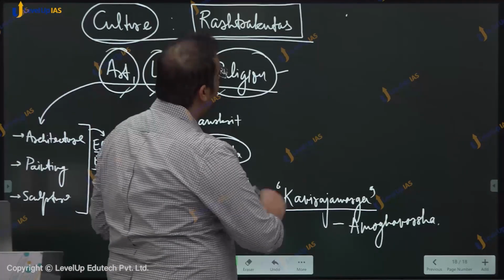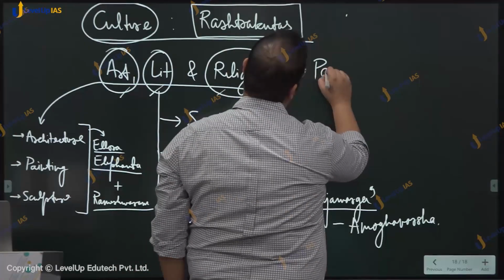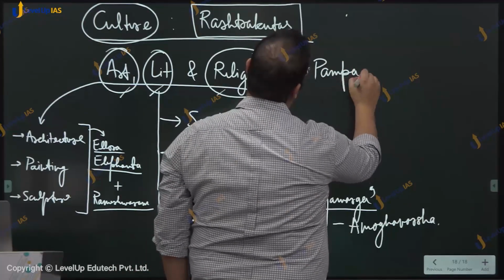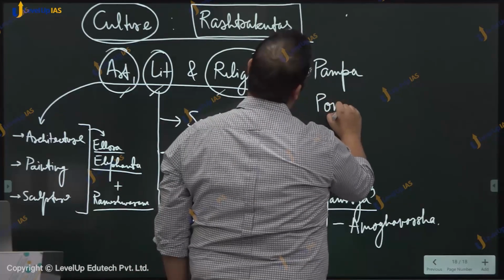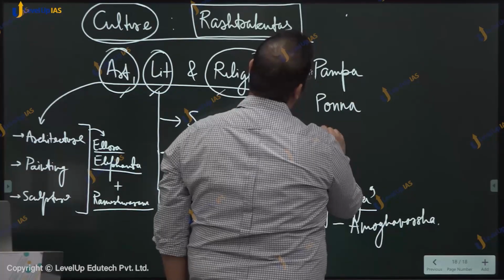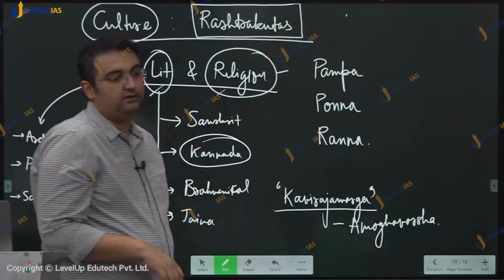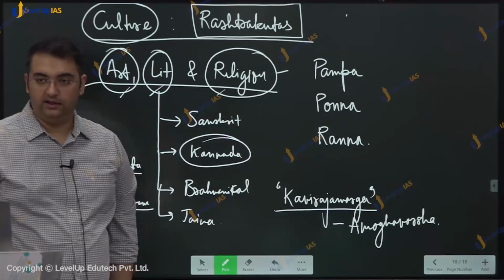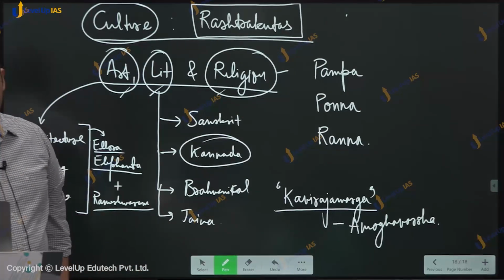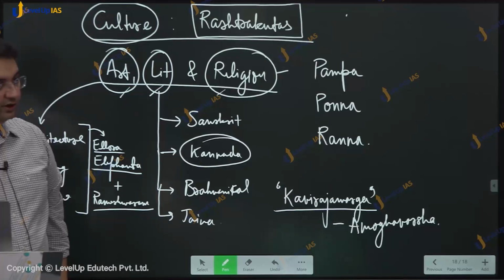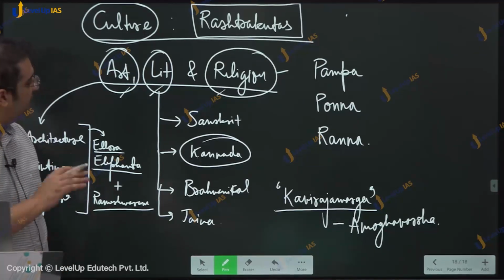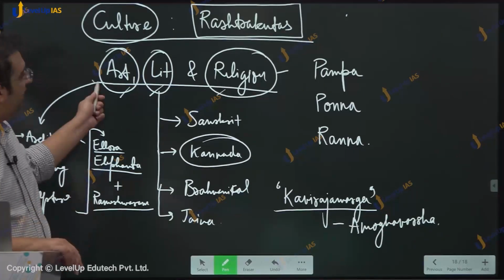Pampa, Ponna and Ranna. Okay. So this is the contribution to literature. Next, art and architecture.